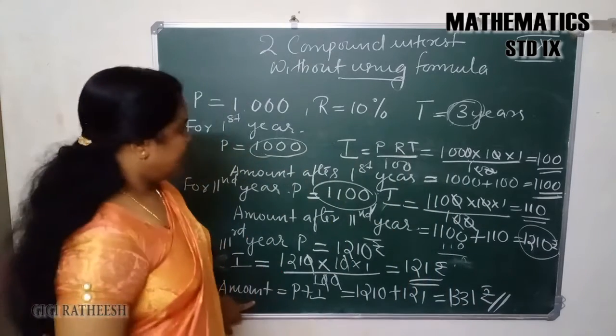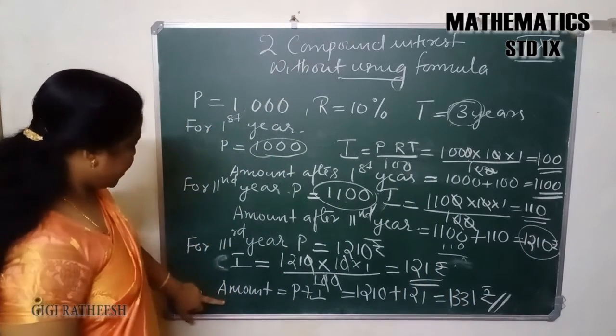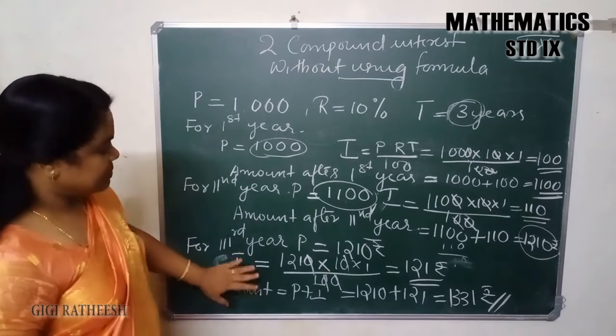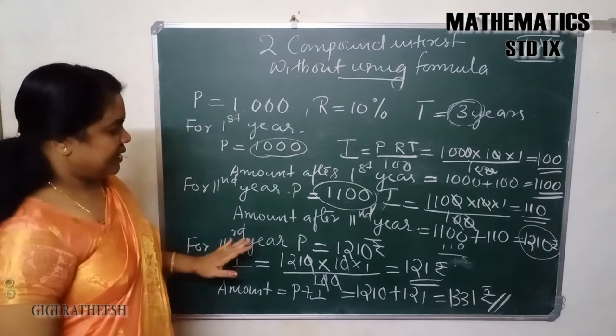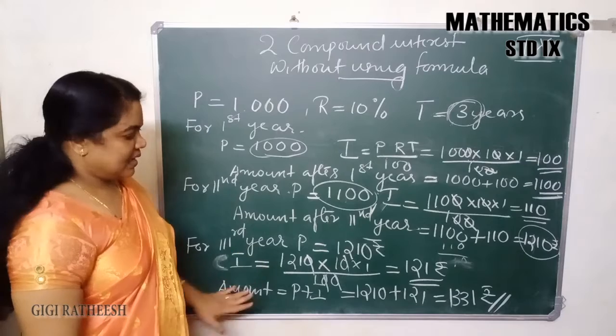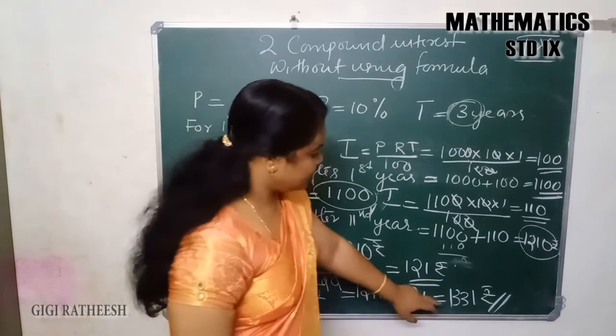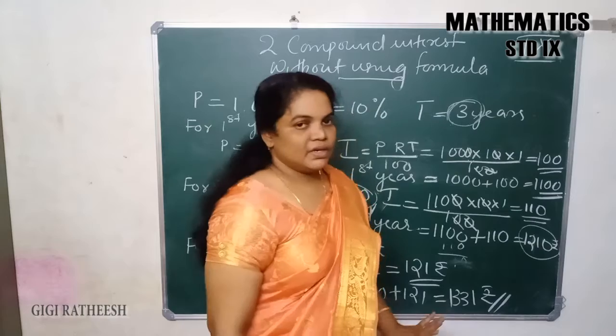This is the amount after 3 years. That is the compound interest calculation. This means that for every year the compound interest is calculated. The amount after 3 years is equal to 1331 rupees.